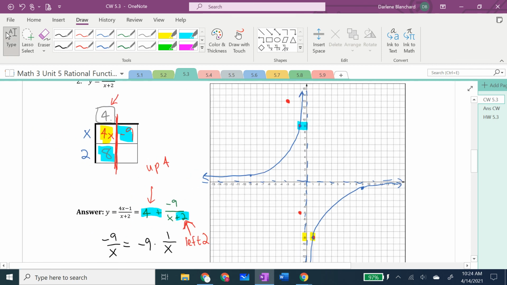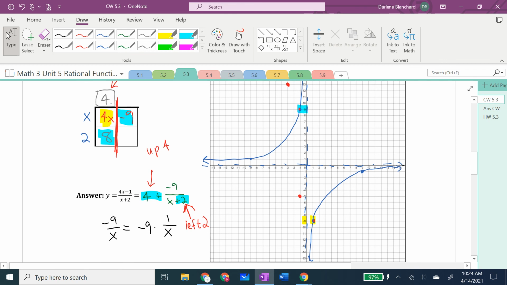If I want, I can also take these other symmetric points, up 4, left 2, and up 4, left 2. And then the asymptotes are up 4 and left 2.